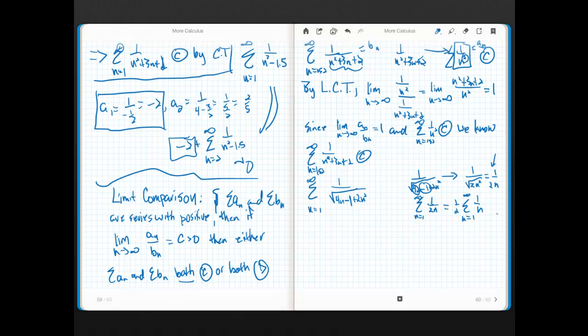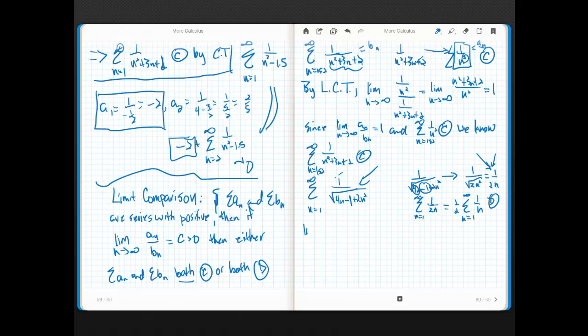Oh my goodness, look at that. It's the harmonic. It diverges. Which implies that since out at infinity, this thing right here behaves very much like this thing right here, we're going to use the limit comparison test just really quickly to show that it diverges, because it smells like 1 over 2n.